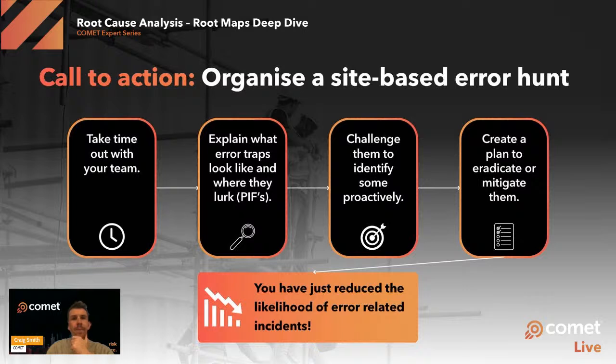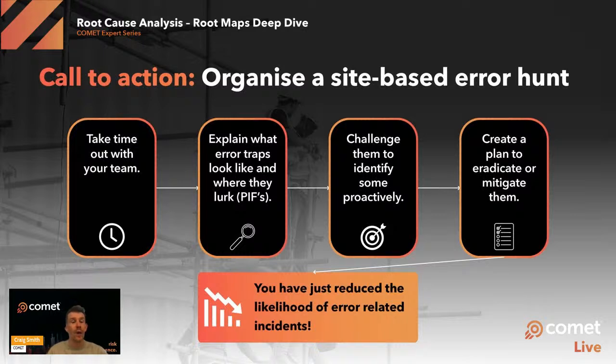So here's your call to action then. Organize an error hunt. We're not close to Easter yet, so it's not quite an Easter hunt, but we could do an error hunt. Take time out with your team. Have a conversation. What error traps do we think actually exist? Explain what error traps are. I've given you our top 6, and they may well be relevant to your workplace or not, but they will give you a good starting point. And use those examples of PIFs that you've got within COMET already. These are where error traps often exist. So explain what they are and look at some real workplace examples. And let's challenge ourselves to proactively identify them and create a plan to mitigate.